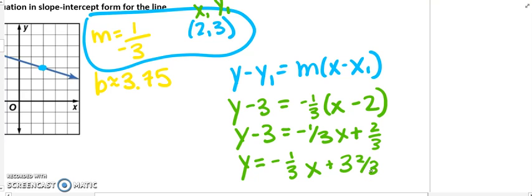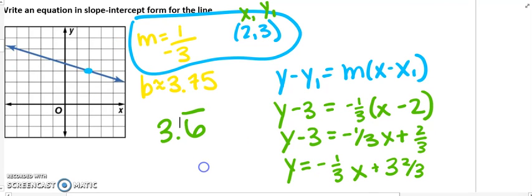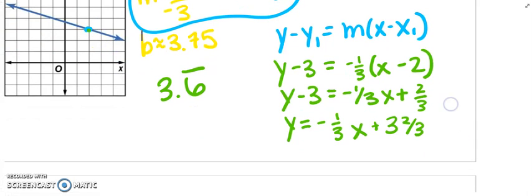You could, of course, convert that to an improper fraction. This mixed number is easier to see on a graph. 3 2/3 is 3.6 repeating. I was off, so it's a good thing we didn't use that guess. Use what you know, and we knew without a doubt it went through this point.